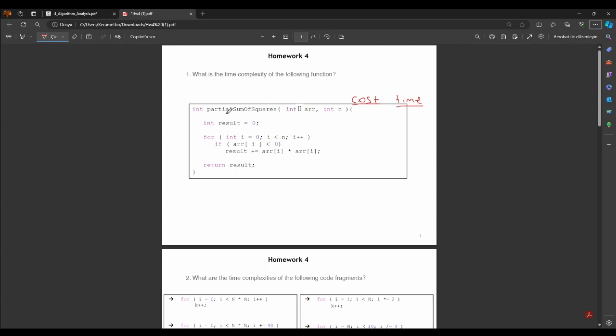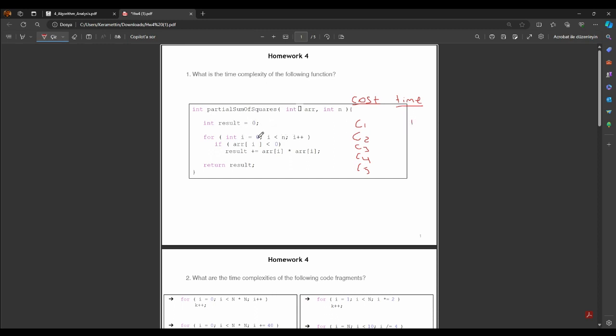As you see here, we had some code, and let's check the time complexity of the following function. Let's start with this. As you see here, it is C1, C2, C3, C4 and C5. Let's check their times. As you see, it's constant and we say 1.